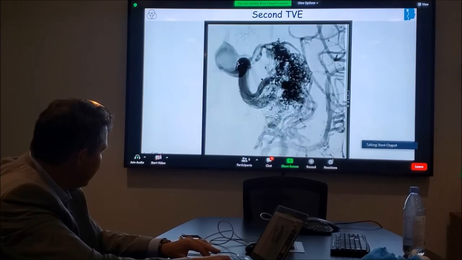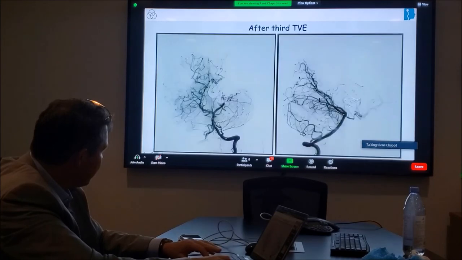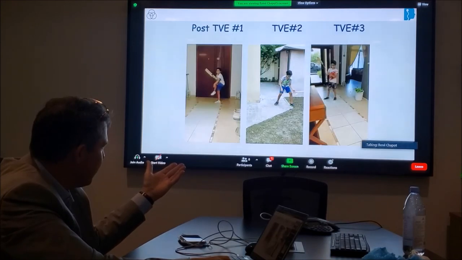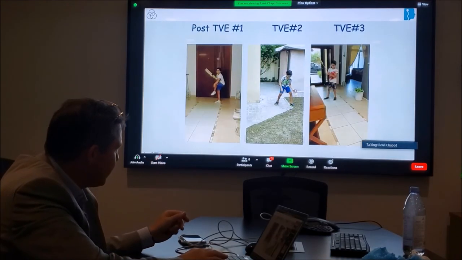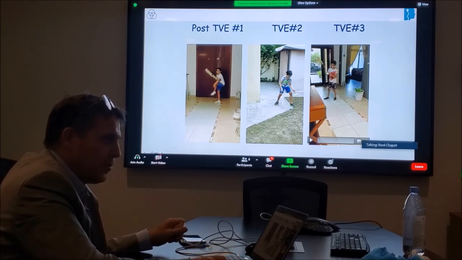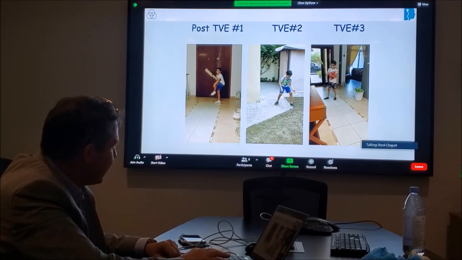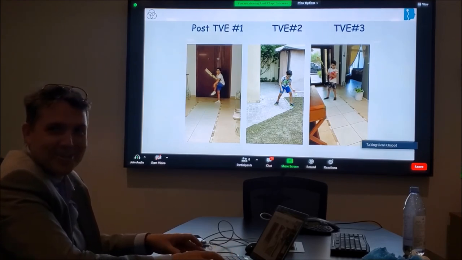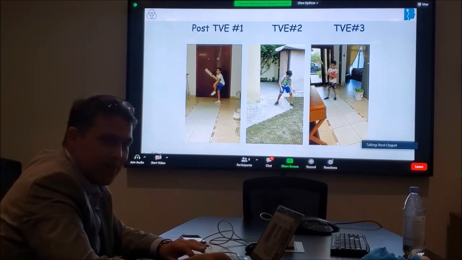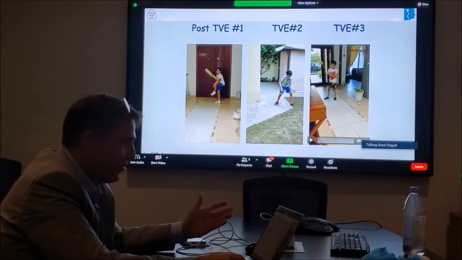This was the one we did in step number 2, and then step number 3 is the one we did, and now the AVM is cured or almost cured. Maybe there's a little bit left. After the third treatment, he had a little something, but the father regularly sends me videos where he's playing ball inside the house. I don't know about all the things that may break. Still some are alive, but he's doing fine for this kind of AVM.